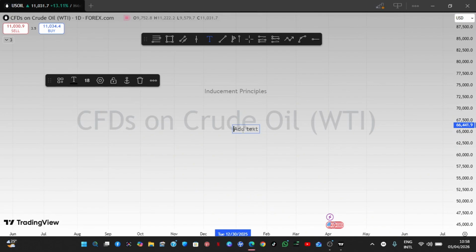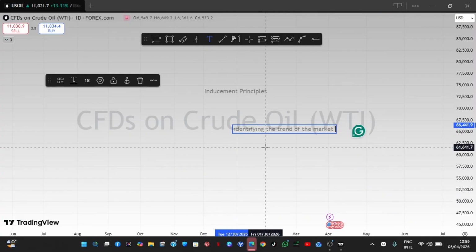So, if you want to trade inducement principles, I think the first thing you need to do is identify the trend of the market. And find the trend of the markets. Then the next is your current position.